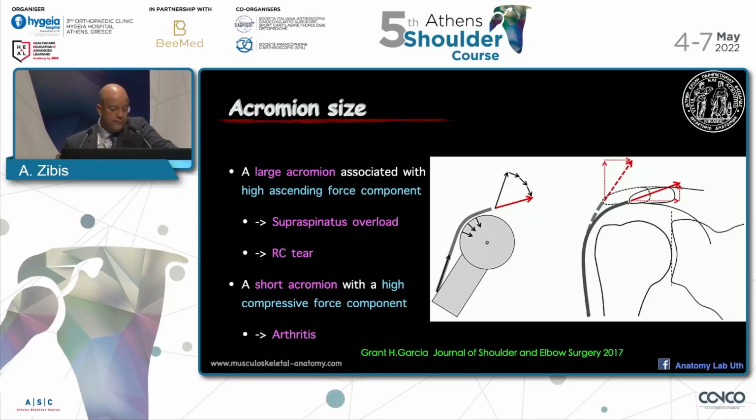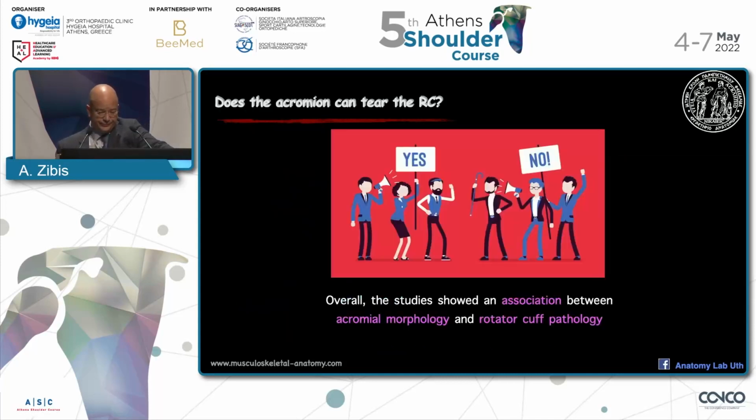Short acromion, from the other side, is associated with a high compressive force component, which means it can cause arthritis. Can the acromion tear the rotator cuff? It is a difficult question. Several studies show that an association between acromial morphology and rotator cuff pathology exists.